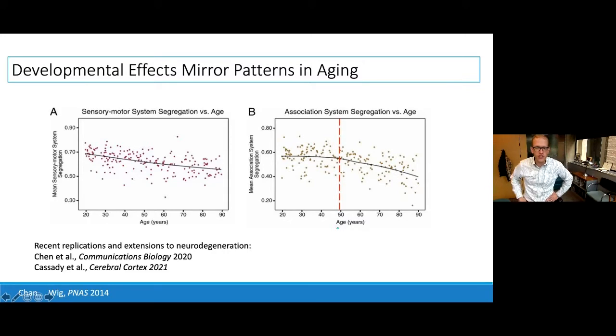And what is striking is that these results in development parallel to a great degree results that have been shown in the aging literature. In particular, your very own Gordon and Wig showed that sensorimotor integration that we see starting early continues across the whole lifespan. So this is sensorimotor system segregation declining into the 80s here. Furthermore, they showed that network segregation that we see in association networks in development is flat through midlife here, but then also tends to decline in aging. Subsequently, these findings have been replicated in other samples and extended to neurodegenerative diseases, including Alzheimer's disease. These are from two papers in the past 2 years, Chen and Cassidy et al. And so what this suggests is that this normative process of how brain organization becomes instantiated in brain development may unwind in aging and be associated with cognitive decline.